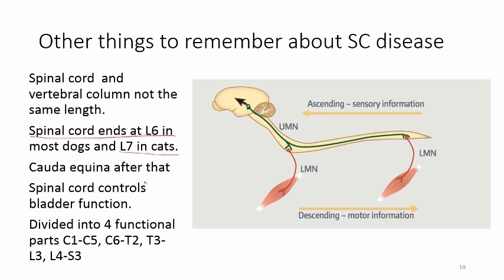The spinal cord controls bladder function, and bladder function can be either upper motor neuron or lower motor neuron. That's something that we'll talk about in a later lecture.